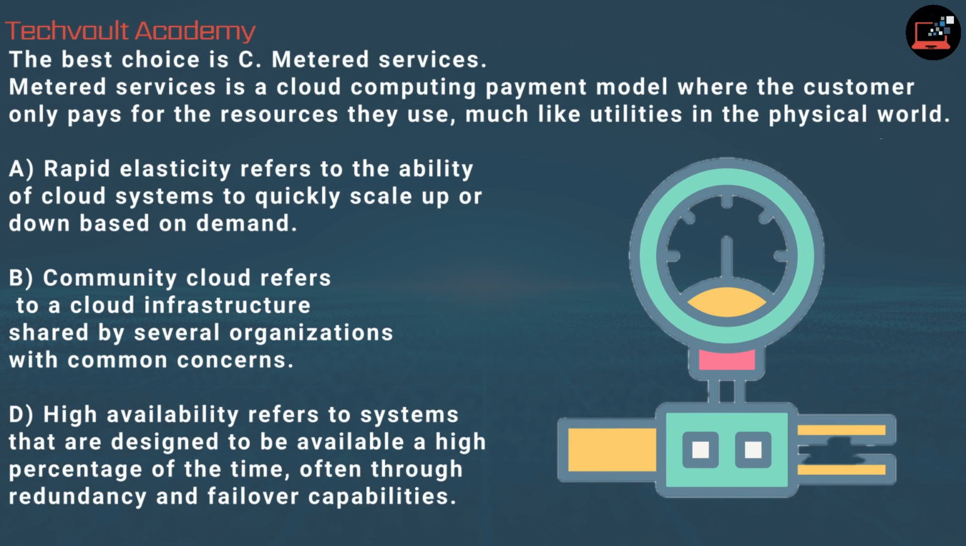The best choice is C, metered services. Metered services is a cloud computing payment model where the customer only pays for the resources they use, much like utilities in the physical world. A, rapid elasticity refers to the ability of cloud systems to quickly scale up or down based on demand. B, community cloud refers to a cloud infrastructure shared by several organizations with common concerns. D, high availability refers to systems that are designed to be available a high percentage of the time, often through redundancy and failover capabilities.